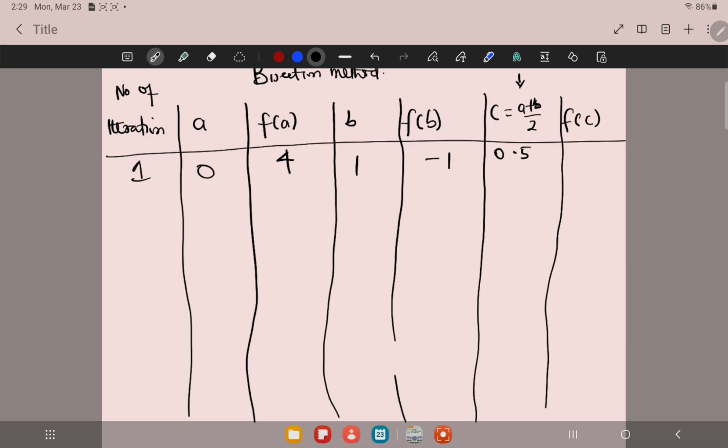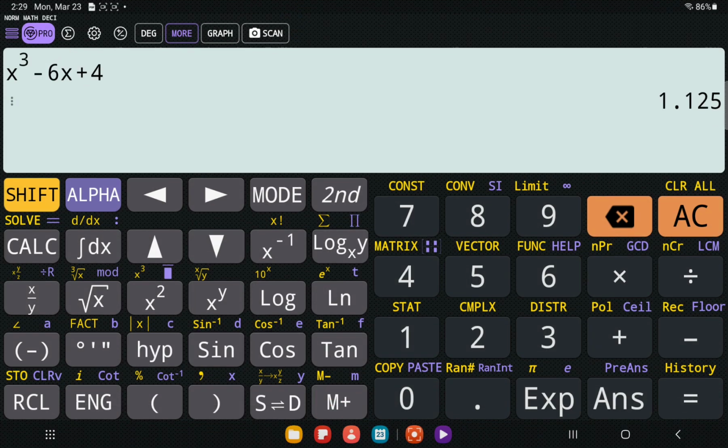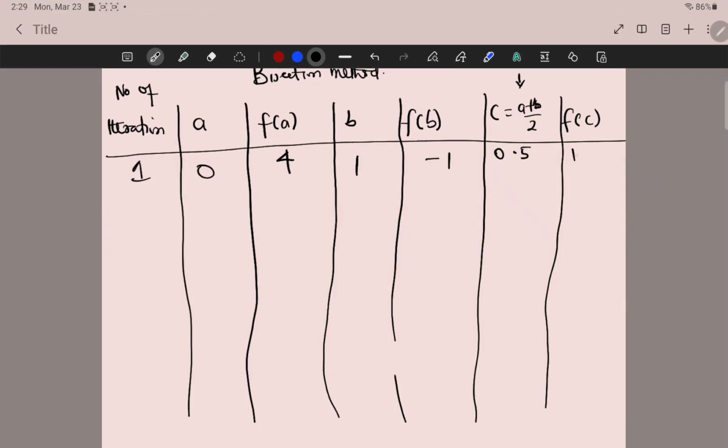What is your f of c? Your f of c now, you press equal to again. Your f of c is minus 1.125, so you write 1.125. Do you understand? Now, look at these figures very well. This is a positive, this is a negative. So this is a newborn baby born. These are the newborn babies.